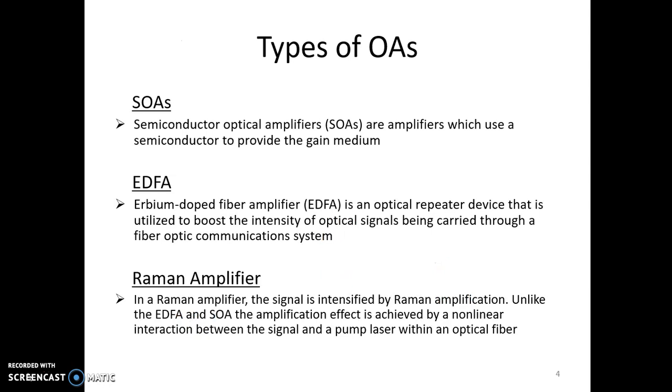So let's talk about the types of optical amplifiers. The first one is SOA. It stands for Semiconductor Optical Amplifier, which uses a semiconductor to provide the gain medium. The second one is EDFA, which stands for Erbium Doped Fiber Amplifier, an optical repeater device that is utilized to boost the intensity of optical signals being carried through a fiber optic communication system. And the last one is the Raman amplifier. Here the signal is intensified by Raman amplification.